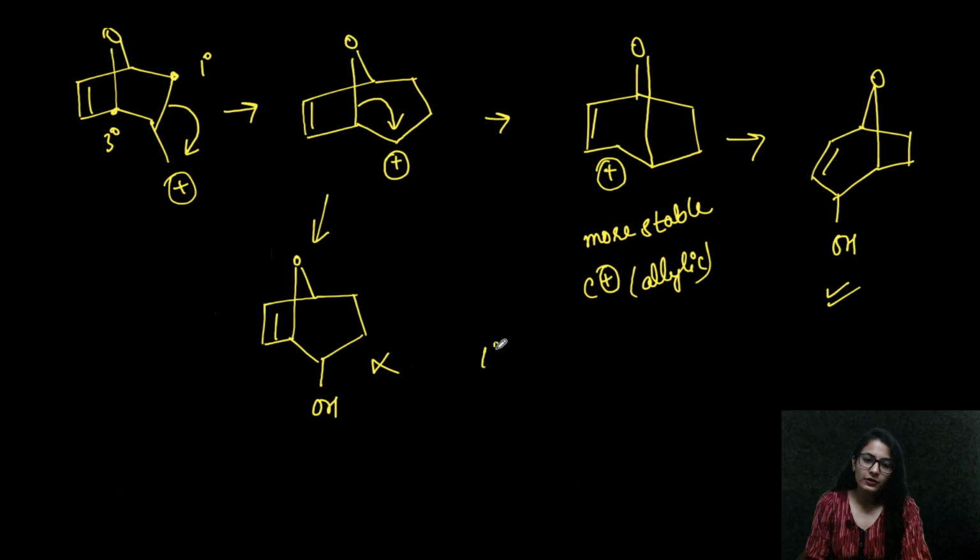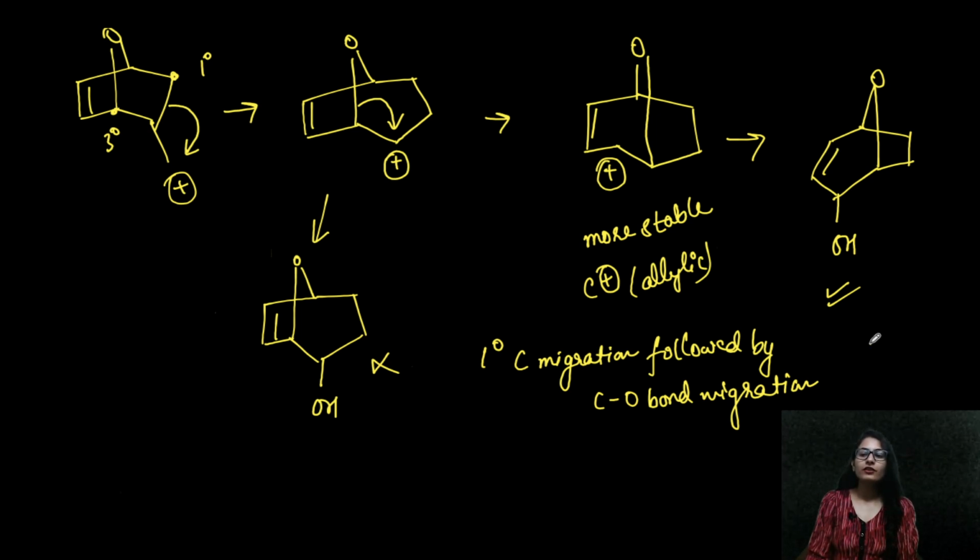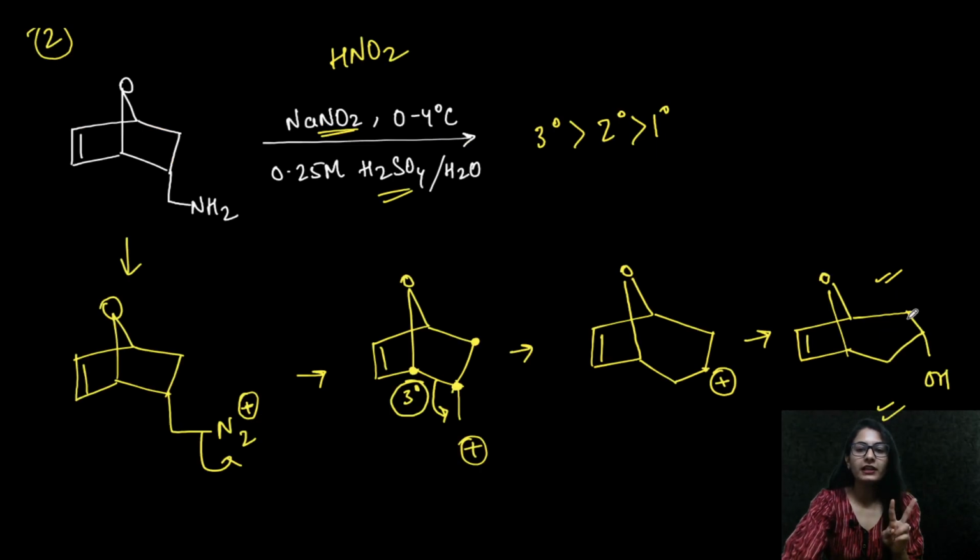Okay, first of all, 1-degree carbon migration followed by the carbon-oxygen bond migration, right? And that leads to a more stable allylic carbocation, and finally this is the product you are getting. So finally, this is a very important molecule, very important. I hope that you will draw it and try it by yourself as well. There are more than one product which are possible.